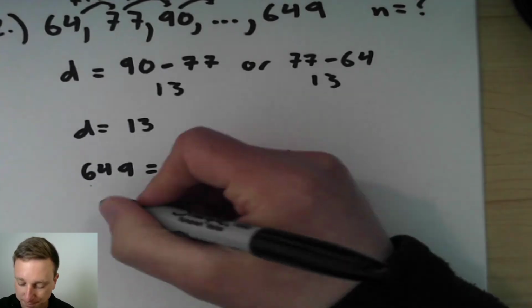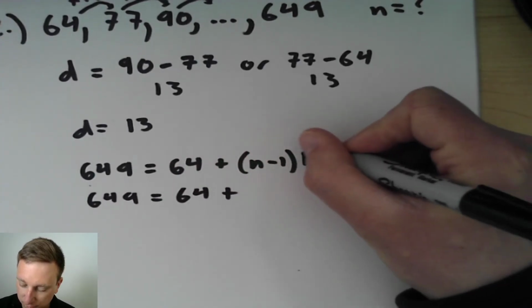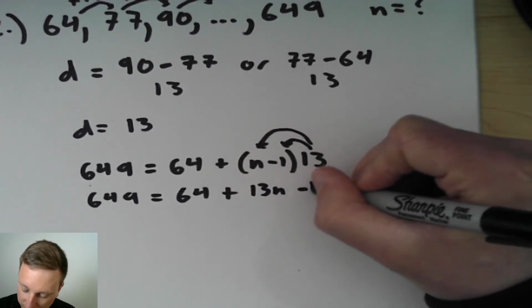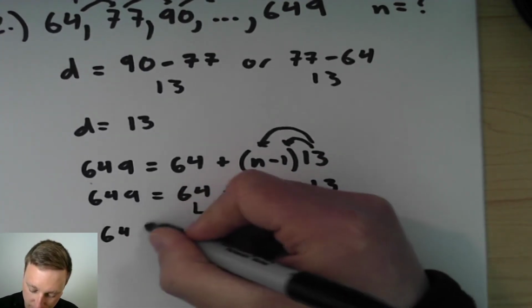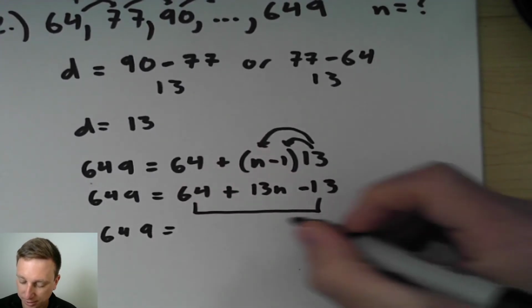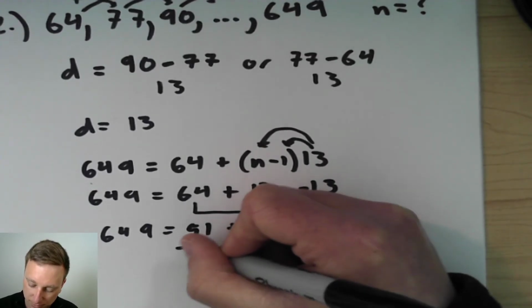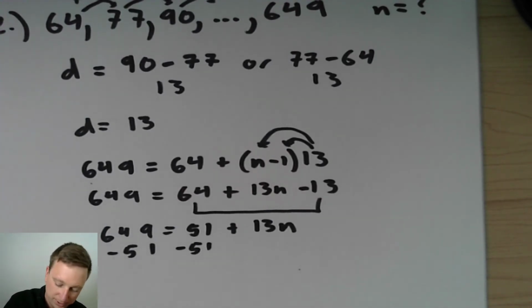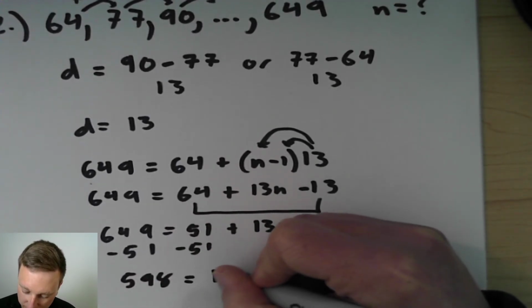So now solving this equation: 649 is 64 plus, distribute here first before we do anything else, 13n minus 13. Collect our like terms. 649 equals 64 take away 13, which is 51, plus 13n. Subtract 51, subtract 51. I'm going to have to check on my calculator real quick what this is. 649 minus 51 is 598, which is 13n.